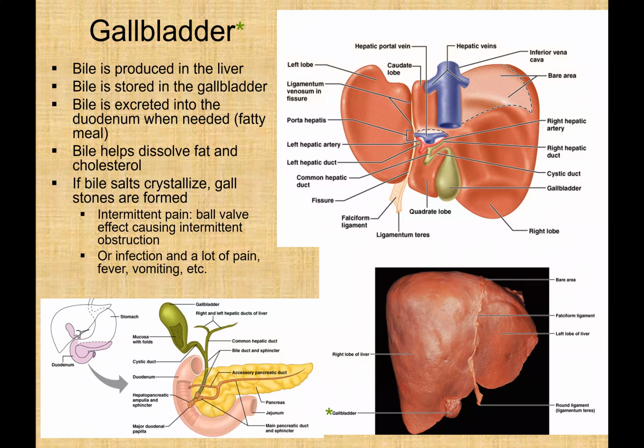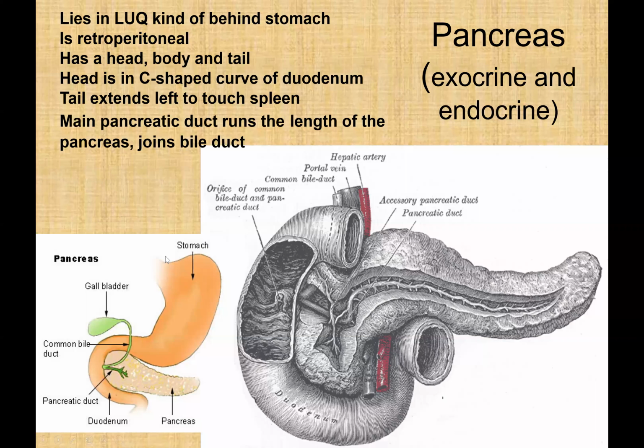Now, if the bile is not processed well and used, and it crystallizes, then it forms something we call gallstones. And those are very, very dangerous. They give intermittent pains, and they can also be caused by infections and other things. So this is just to show the contents of the left upper quadrant.